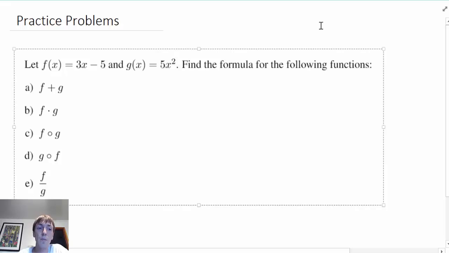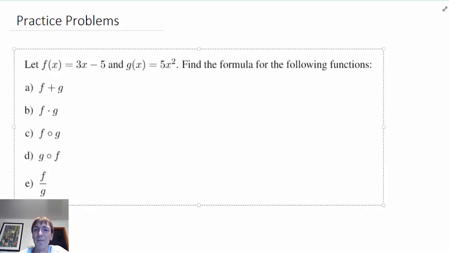Great. So here are 5 practice problems to look at. I'm taking the same f and the g, and I'm going to do all of these different combining functions with them. All these different ways of combining functions: adding, multiplying, composing them in either order, and dividing them. Okay, so this is a great place to pause the video if you think you can do any of these, and go ahead and give it a shot. And I'll show you the answers on the next slide.